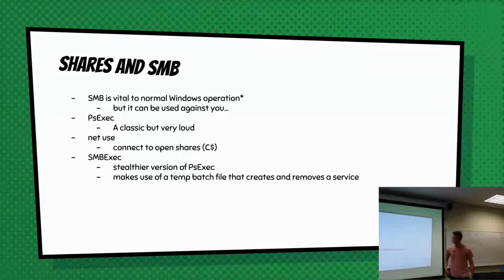So, shares and SMB. SMB is really vital to any Windows operation, right? You can use shares to exfiltrate data, or if you make a share, for example, you can use psexec to connect to shares remotely and get a remote shell. We kind of talked about that last week, using psexec to remotely connect to computers and get command prompts. But it's a great way to maintain persistence. So if you have a user on the box, connect to it through SMB, get a shell.